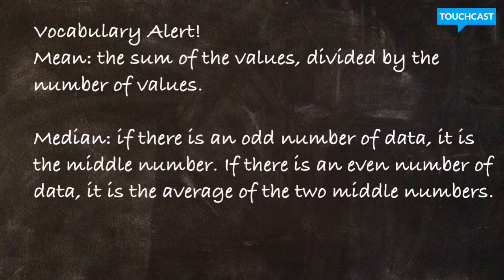We also have the median, and we have two situations with this. If we have an odd number of data, it's the exact middle number. If we have an even number of data, we need to take the average of the two middle numbers. If we encounter having to find the median in a word problem, they might say, what's the halfway point of the data?